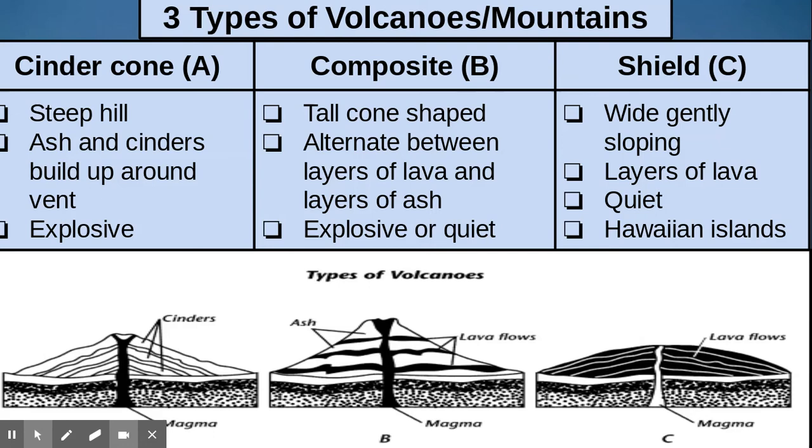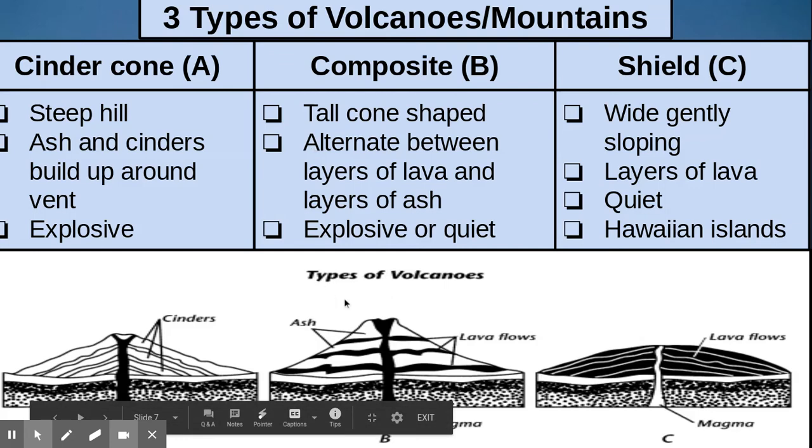So if it's going to be quiet, you're having layers of lava coming. So you can see the layers down here in the picture. So you have a layer of lava, a layer of ash, a layer of lava, a layer of ash. So it's kind of the combination of the explosive and quiet.